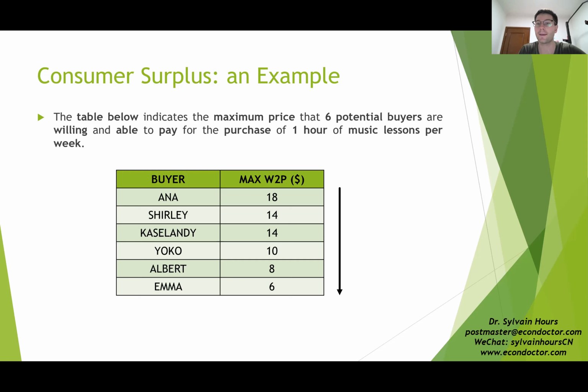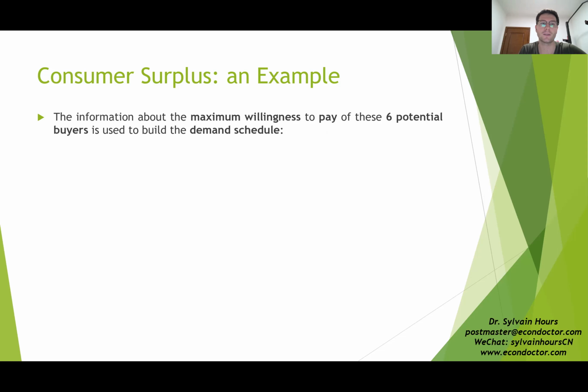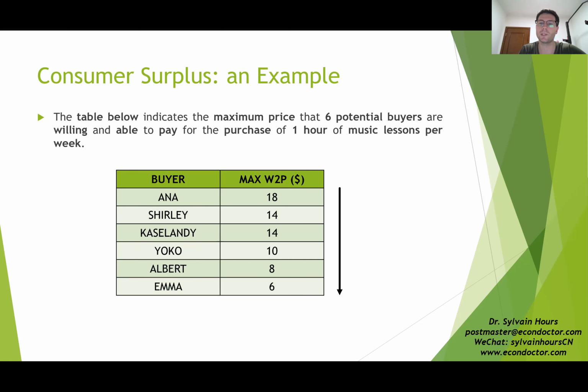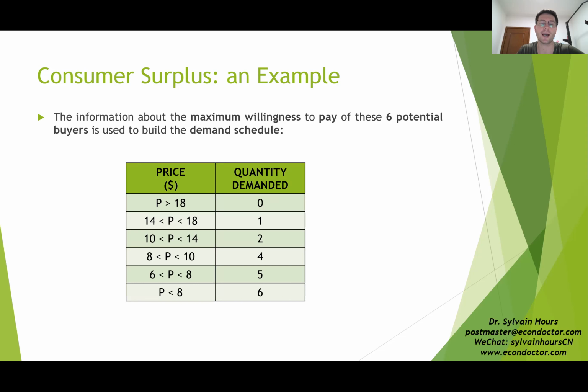With this information, I can actually build the demand curve. If the price is more than 18, nobody buys. If the price is between 14 and 18, just one. If the price is 14, we have a quantity demanded of 3. If the price is 10, we have a quantity demanded of 4. If the price is 8, quantity demanded is 5. And if the price is 6 or lower, the quantity demanded is 6. So I can create my demand schedule using this information about the maximum willingness to pay.